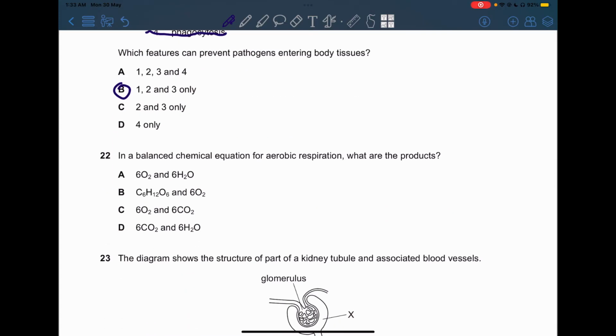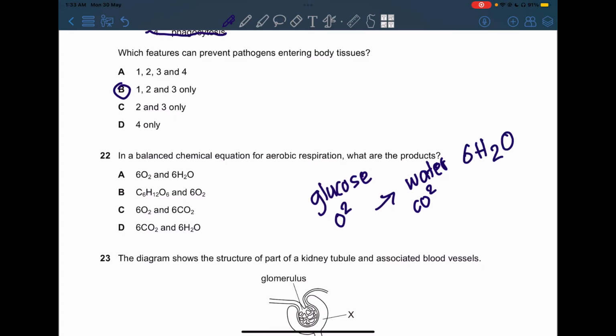Question 22, in a balanced chemical equation for aerobic respiration, what are the products? Now, in aerobic respiration, we know that glucose enters and also some oxygen, and then it's converted into water, and it's converted also into carbon dioxide. So for the products, we're going to be choosing the water. We know that its chemical form is like that, and the carbon dioxide is like that. So we're going to be choosing these two, which is actually D.